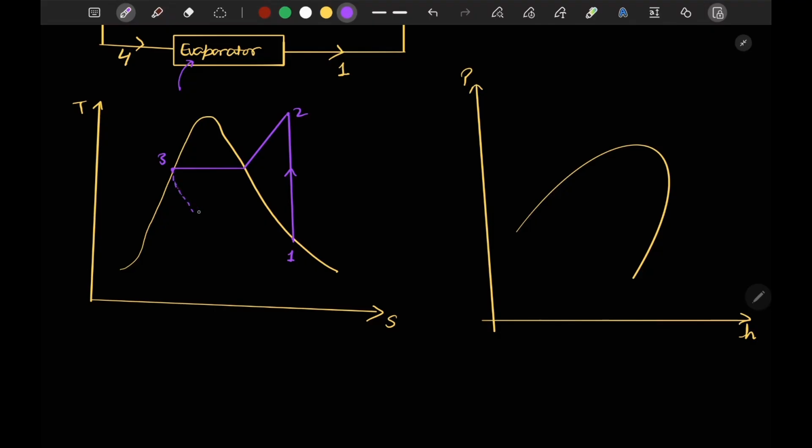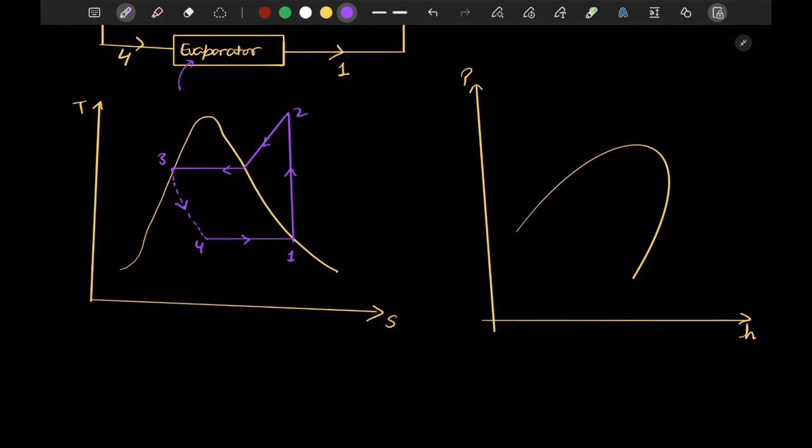It will reach some point 4, and from point 4 to point 1 is the evaporator. So 1 to 2 is compressor, 2 to 3 is condenser, 3 to 4 is throttling, and 4 to 1 is evaporator. This cycle represents our standard or simple VCRS cycle.